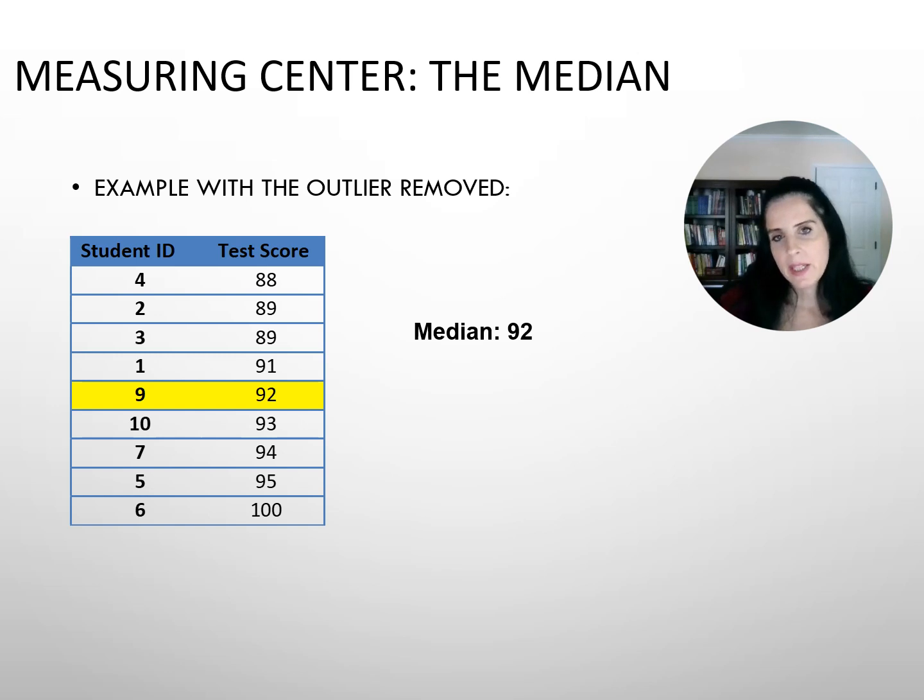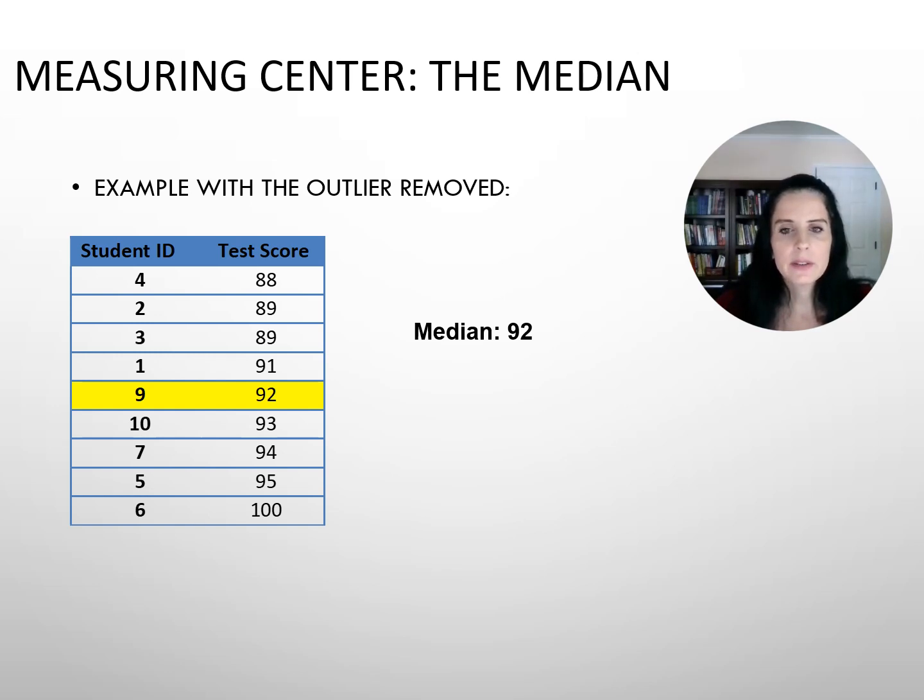For the same data, if we remove the outlier, we have an odd number of observations. So we have only one middle value. Therefore, we don't have to calculate an average to determine the median. As you can see in the table, the middle value is 92. What is important to notice here is that the new median value, 92, is not much different than the value we obtained when the outlier was included, which was 91.5.